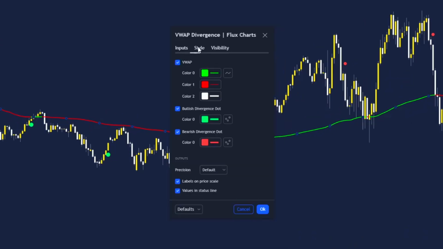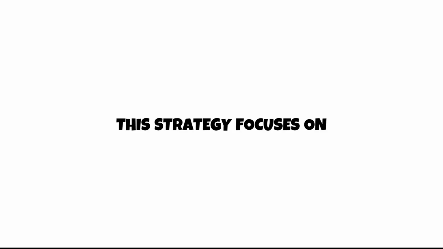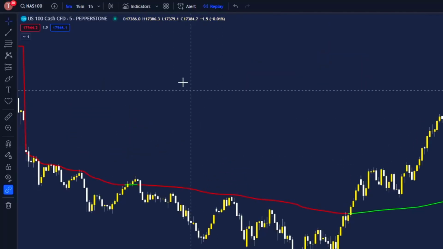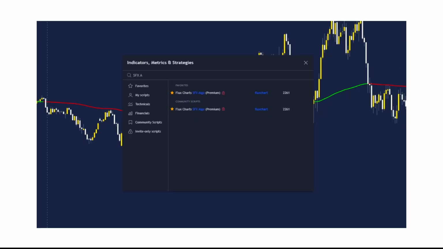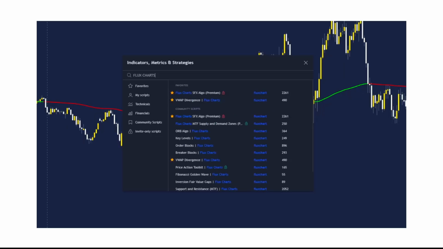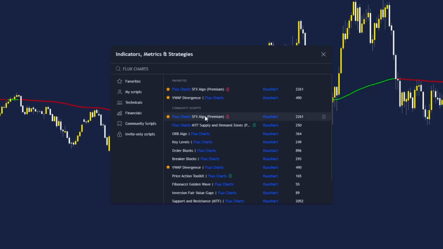Open the Style tab and let's remove both divergence dots from the indicator. This is an awesome feature, but this strategy focuses on a different method for entry. Next, let's open the indicator tab again. This time you can search SFX Algo or search Flux Charts to see the full list. We will be adding the SFX Algo indicator to our chart, just like a buy-sell indicator, but better.